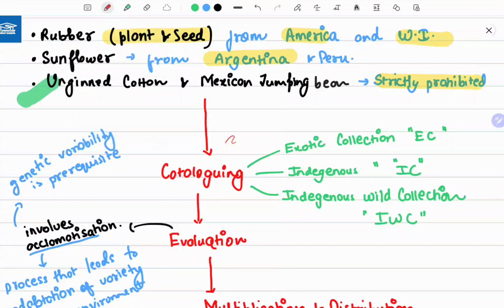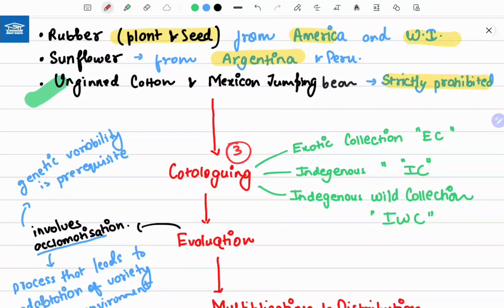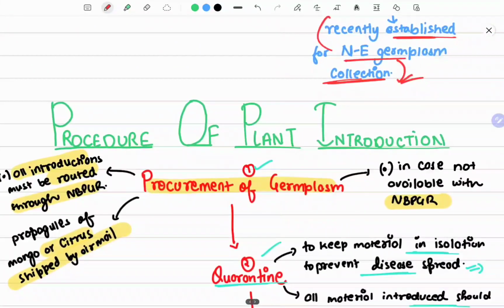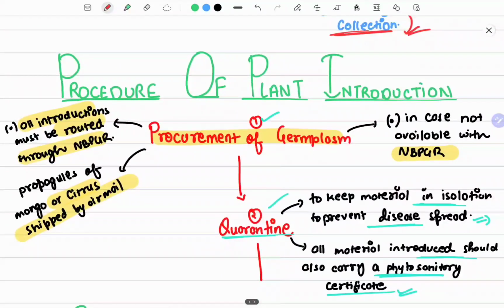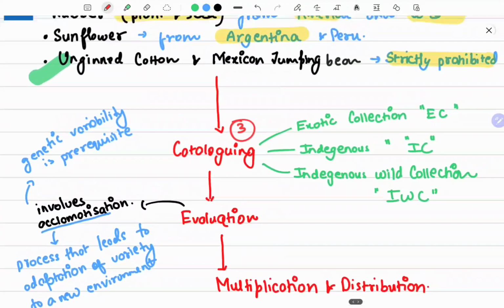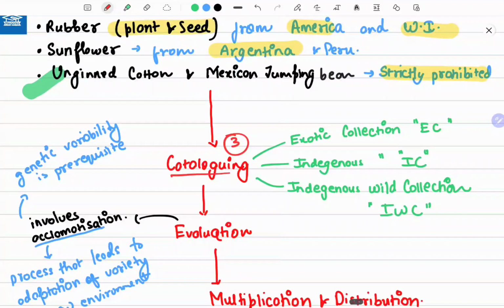Now, the third step is cataloging. So what we do is that we basically classify the germplasm. Once we have obtained the germplasm, first we procured it. Then secondly, we quarantined it. Now, thirdly, we are cataloging it, or classifying it into various collections.